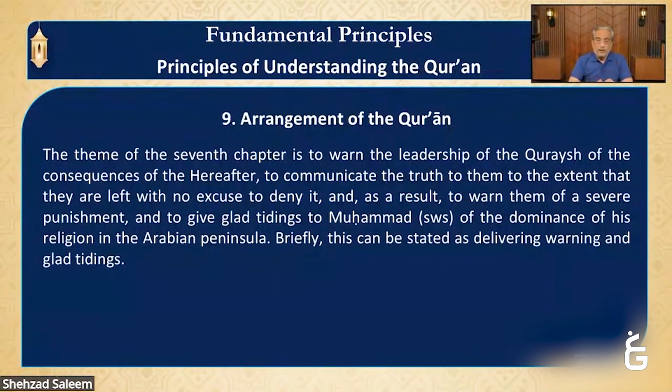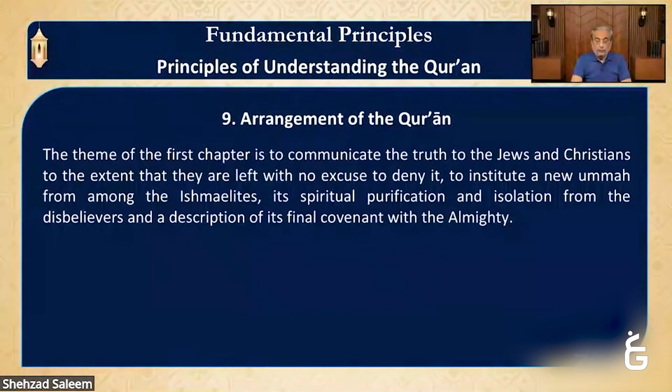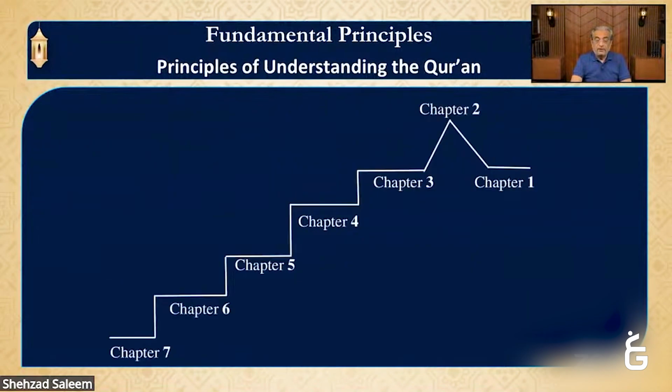Now, if the first chapter is not taken into consideration, the sequence of the groups is from the end to the beginning. So once again, I'll refer you to the chart that is being displayed before you just now. If you look at this chart, you'll find that the sequence of the chapters is from the end to the beginning, from the 7th, 6th, 5th, 4th, and the 3rd chapter. And the 7th chapter ends on delivering warning and glad tidings. So after that, in the 6th, 5th, 4th, and 3rd chapters, besides the theme of delivering warning and glad tidings, the theme of spiritual purification of the believers and their isolation from the disbelievers is also added.